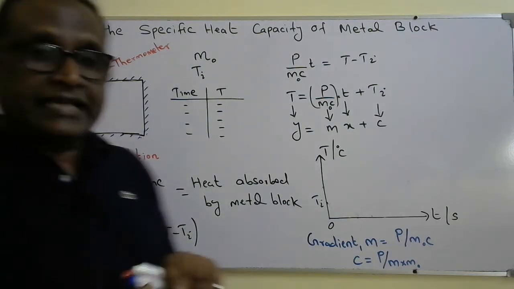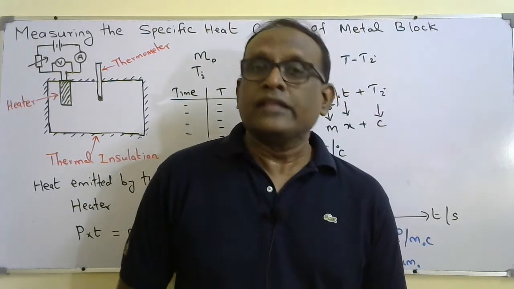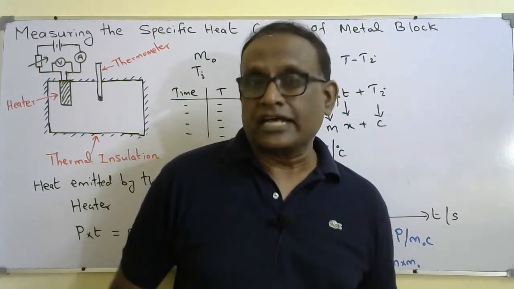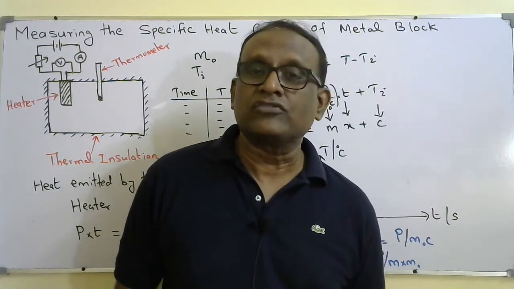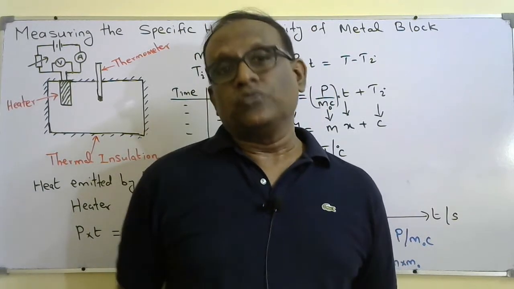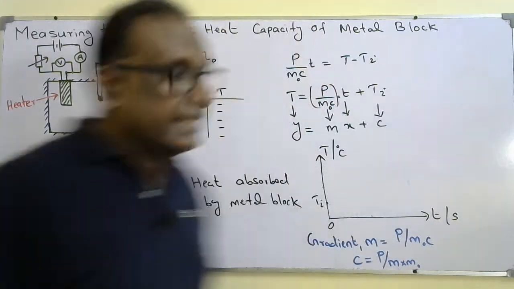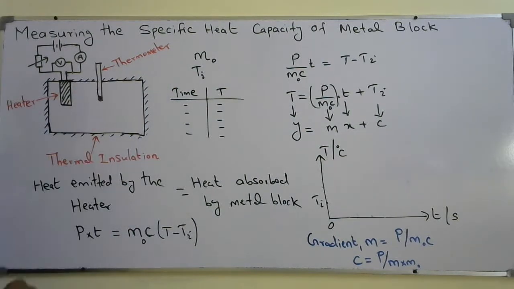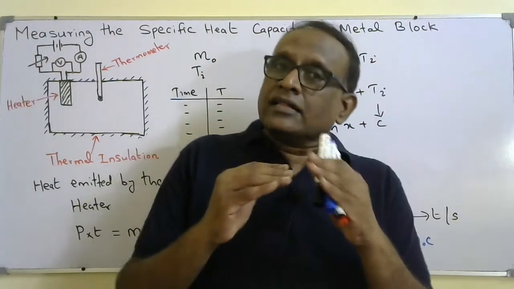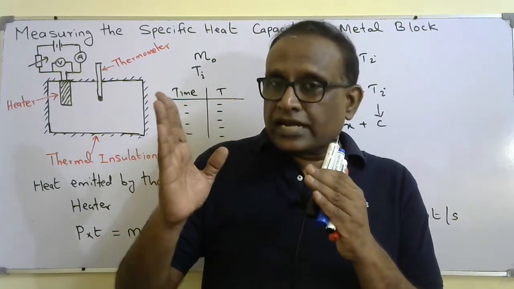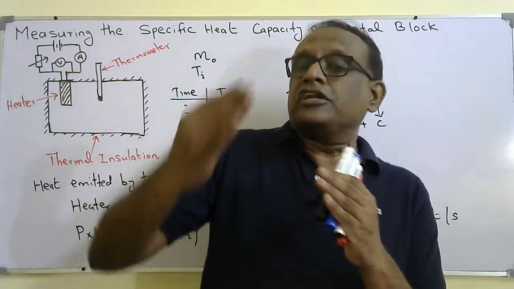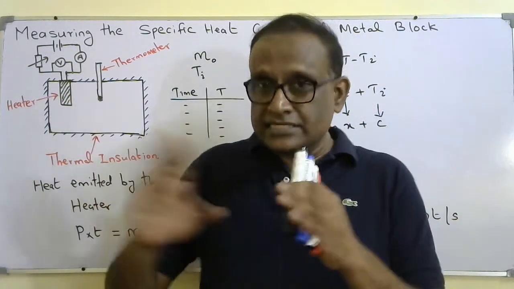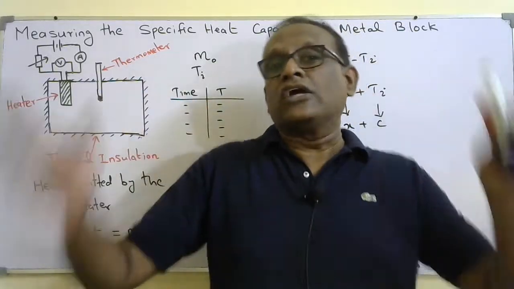Also, what happens? The temperature of the metal block is increasing. When the temperature of the metal block increases, the rate of heat loss to the surroundings also will increase. So initially, for example, if the initial temperature is 25 degrees Celsius, the heat loss to the surroundings at 35 degrees Celsius, compared to that at 45 degrees Celsius, will be less, because when the temperature of the metal block increases, the rate of heat loss to the surroundings also increases.